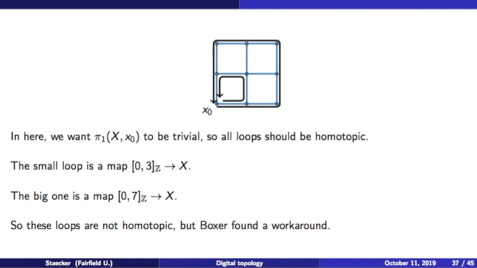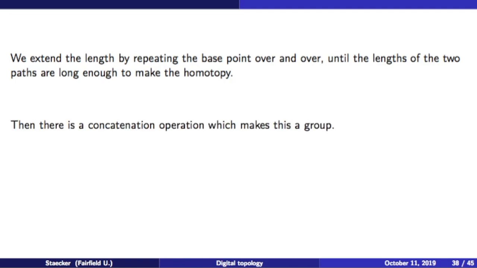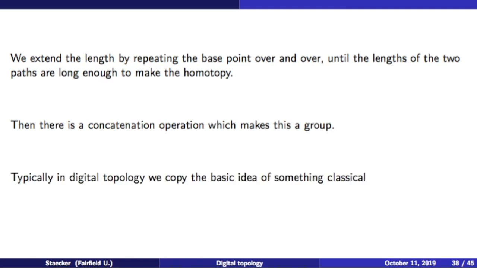Boxer has a very nice way to get around this problem: you just extend the length of both of the loops by inserting a constant portion. So you repeat the base point again and again, just to make the loops long enough so that you can compare one to the other one. I'm just mentioning this as an example of the way that digital topology theorems are developed. You try to copy very closely as much as you can from classical topology. There is usually some kind of problem that comes up, and then you have to invent some new ways to get around it. And anyway, if you do this in Boxer's fundamental group, you can define a group operation, which makes the whole thing into a group. And all the usual theorems, most of them at least, are true for the fundamental group that you want them to be. So typically we copy the basic idea of something classical, but we need to change most of the details. That's what it usually looks like.